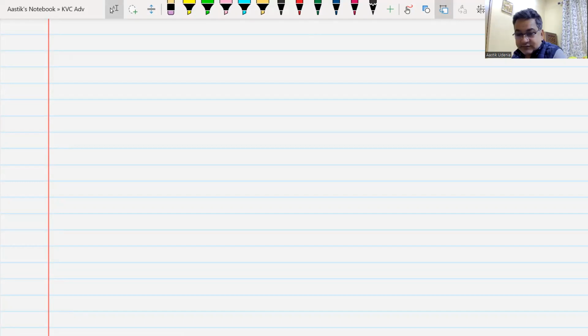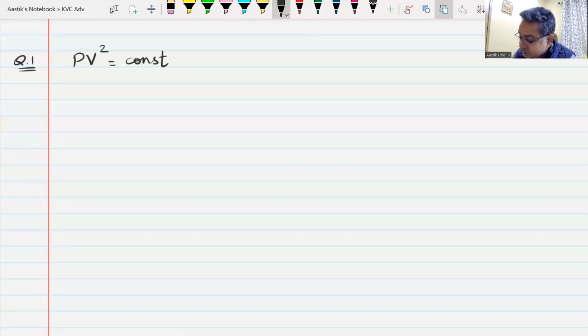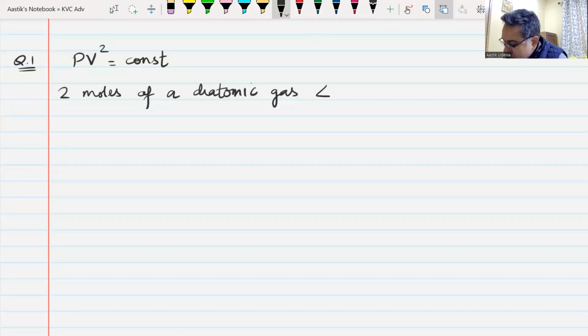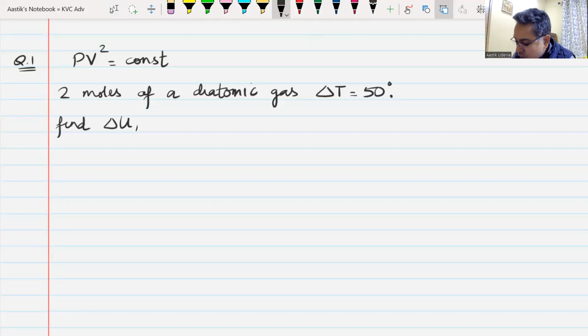Then you have a question, my dear friends. Question coming up for you. A gas undergoes a process PV square is equal to constant. 2 moles of a diatomic gas undergoes this process. The change in temperature is delta T, which is 50 degrees. Find everything. What do you mean by everything? Delta U, delta W, delta Q, and the legendary C. You have 2 minutes to give me the answer, else I shall do the needful.